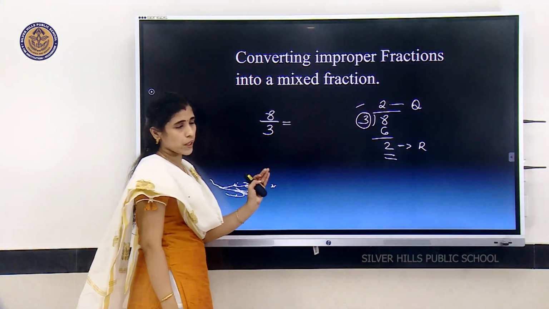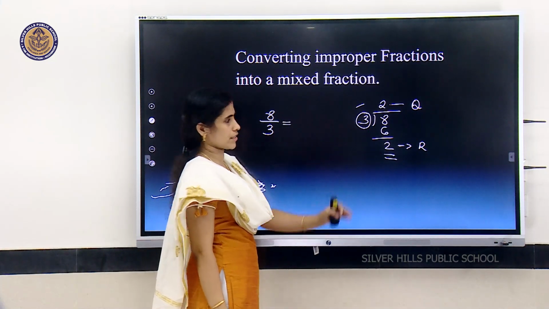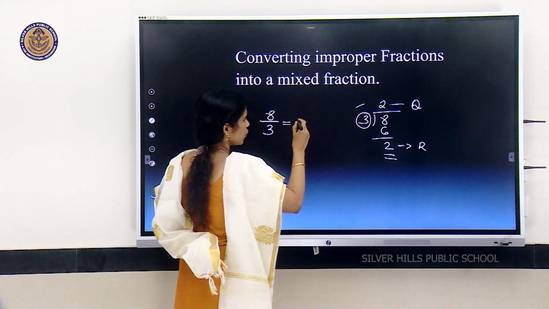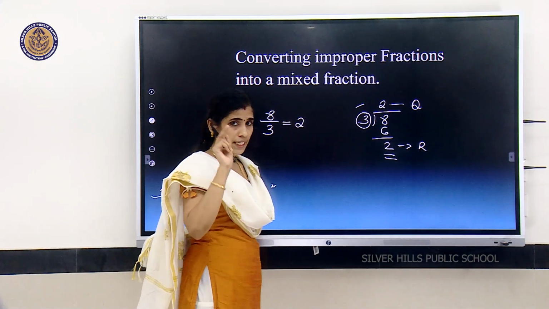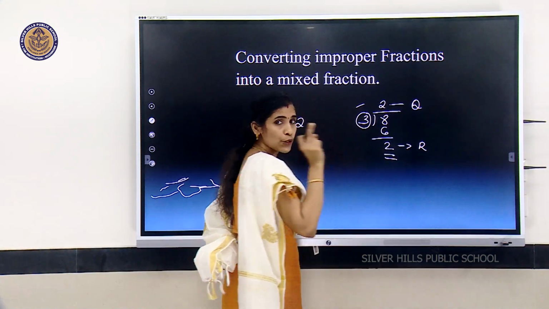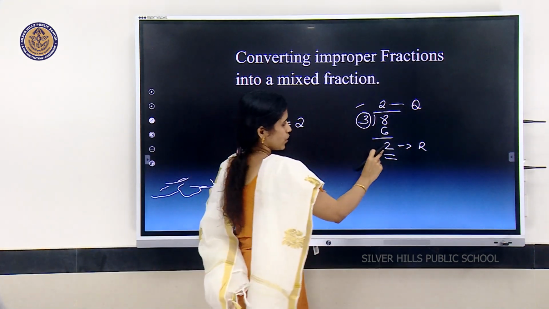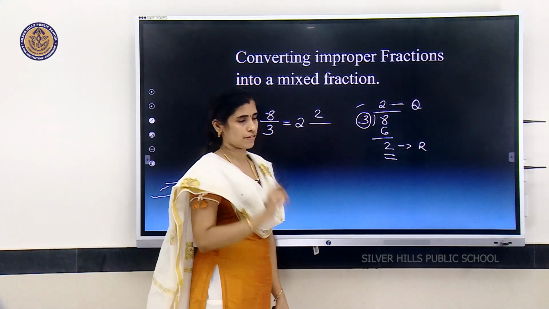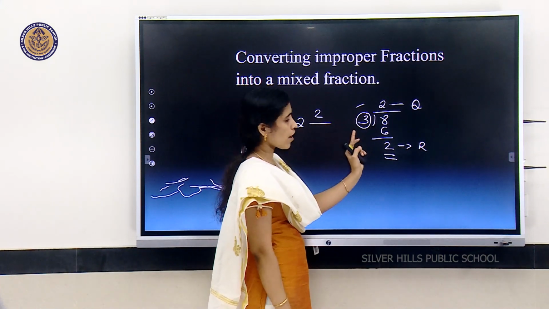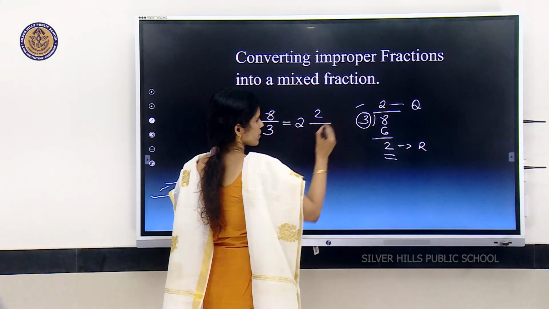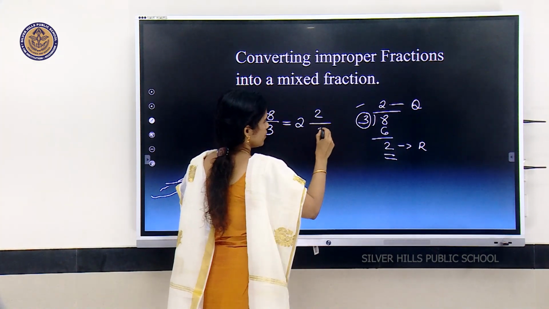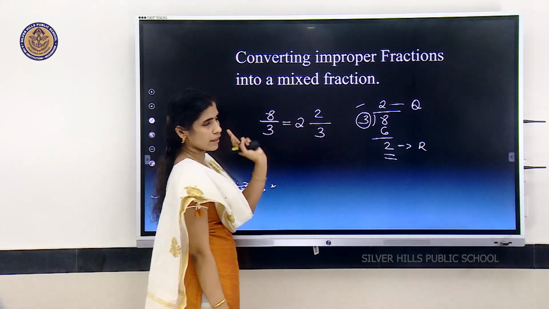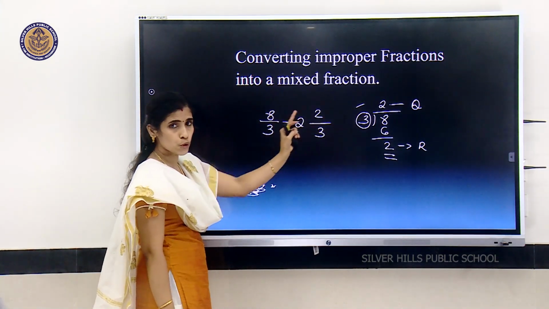Next we are going to write this improper fraction as a mixed fraction. Write the quotient as the whole number part. So 2 is the whole number. Then write the remainder as the numerator of the mixed fraction. So 2 is the remainder, so 2 is the numerator. Then write the divisor as the denominator. What is the divisor here? 3. So we can convert 8 by 3 into the mixed fraction 2 2 by 3.